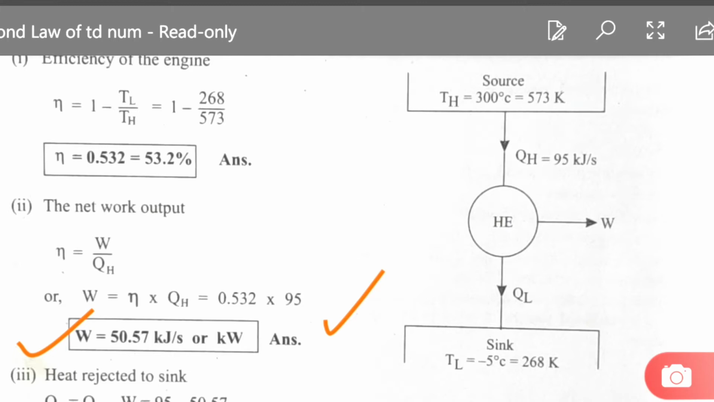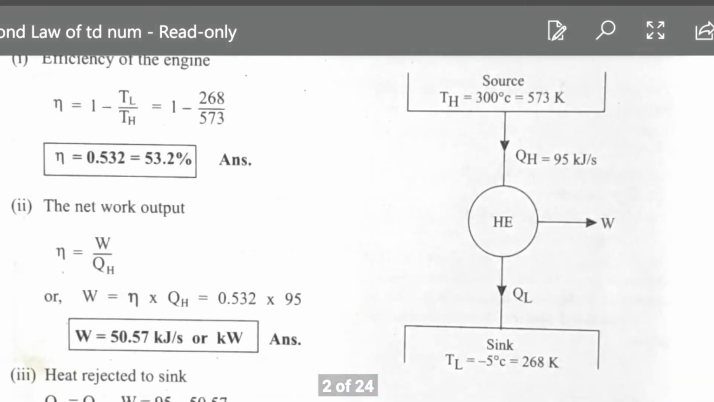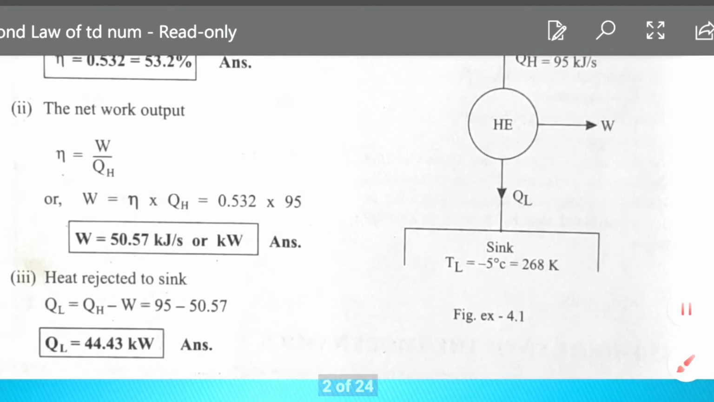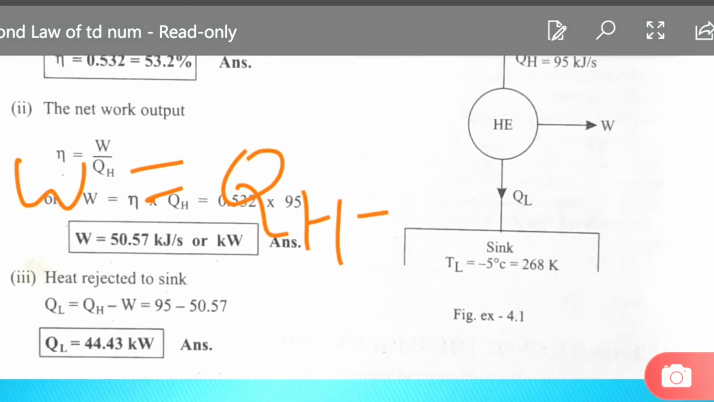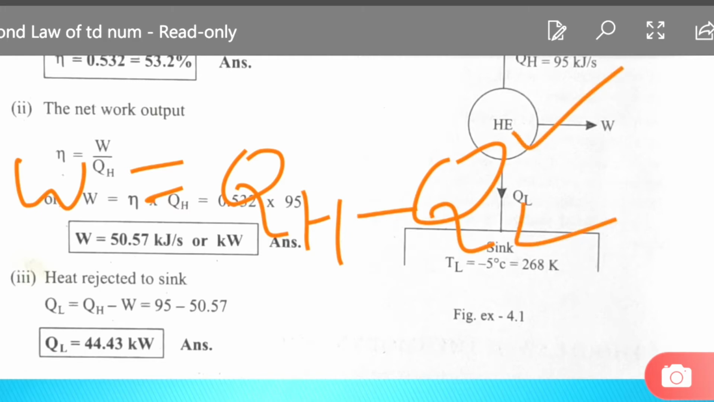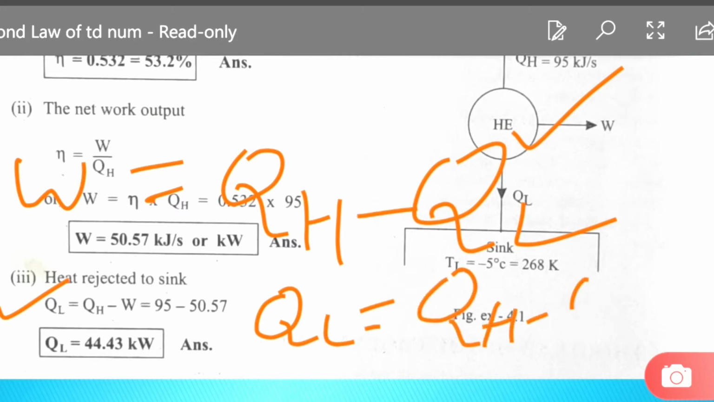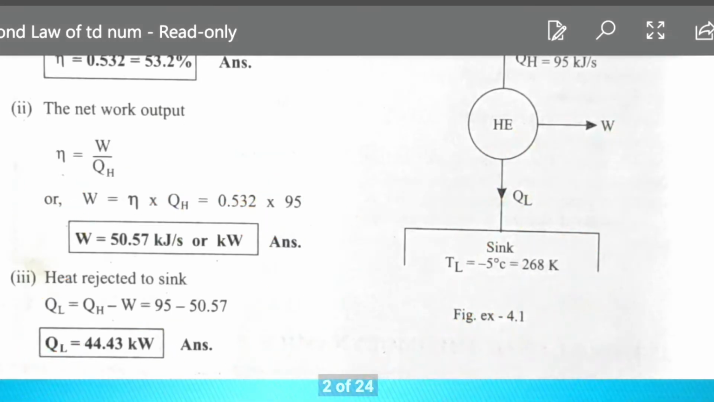Now the third is the heat rejected to the sink. Here W equal to QH minus QL, so the heat rejected is QL. So QL equal to QH minus W. The value of QL will be equal to 44.43 kilowatt.